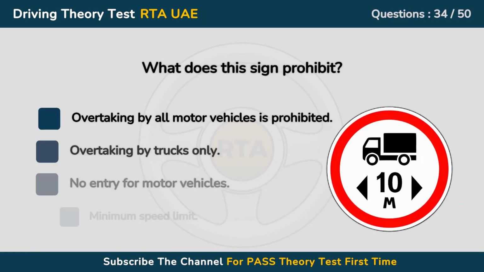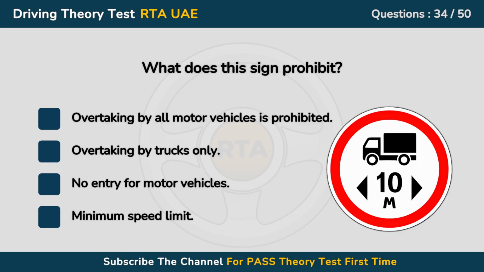Question 34. What does this sign prohibit? A. Overtaking by all motor vehicles is prohibited. B. Overtaking by trucks only. C. No entry for motor vehicles. D. Minimum speed limit.